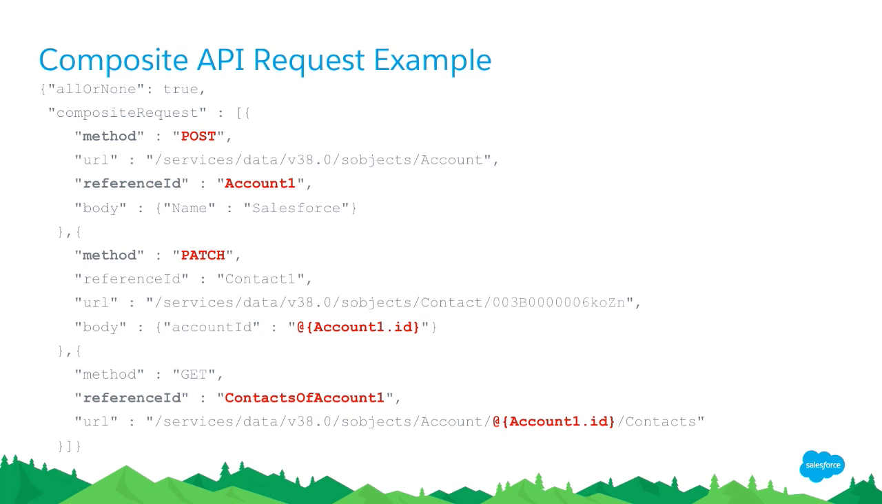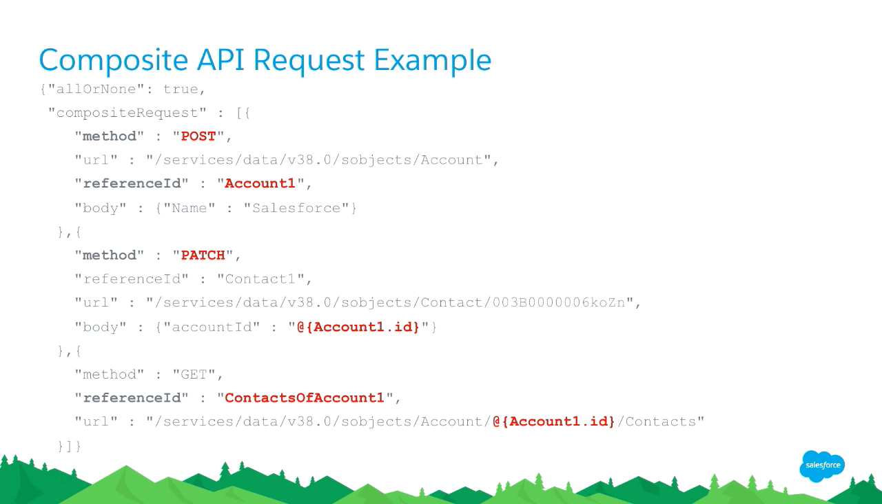So here's a quick example. Hopefully everybody can see this. We see at the top the all or none is true. And then I have 3 methods in the composite request in this case. I'm doing a post to the account, so I want to create an account with the name of Salesforce. You'll see the reference ID is account 1.